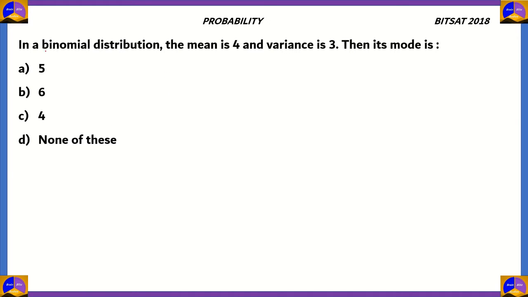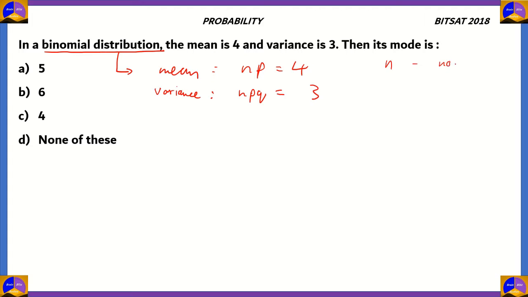So first of all, remember this is a binomial distribution. So in a binomial distribution, the mean is represented by the formula NP and its value is 4. The variance is represented by the formula NPQ and its value is 3. Now over here, N stands for the number of trials and the other letters P and Q are the outcomes. So you either have a positive outcome or a negative outcome.